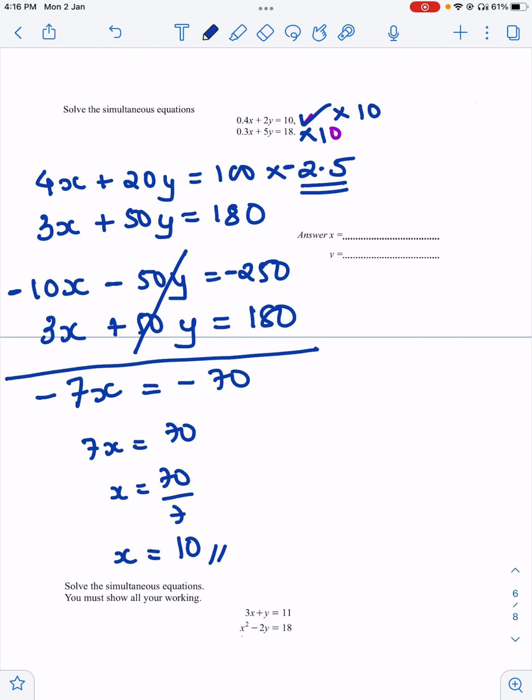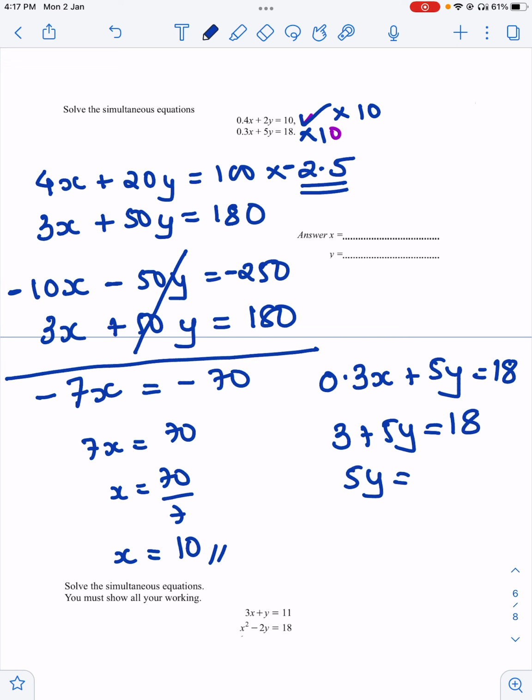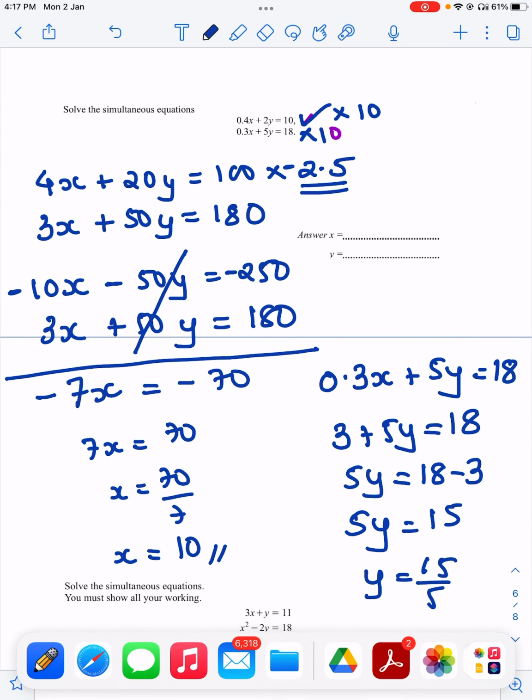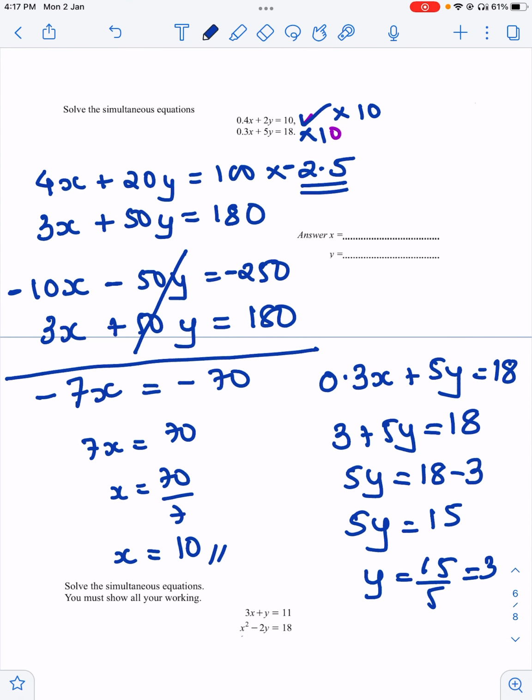Now use the second equation to solve this. 0.3x plus 5y is equal to 18. 0.3 into 10 gives me 3, plus 5y is equal to 18. 5y is equal to 18 minus 3. 5y is equal to 15. y is equal to 15 upon 5, that is equal to 3. So I get the answer y is equal to 3. This is my second answer. This is how you solve the decimal.